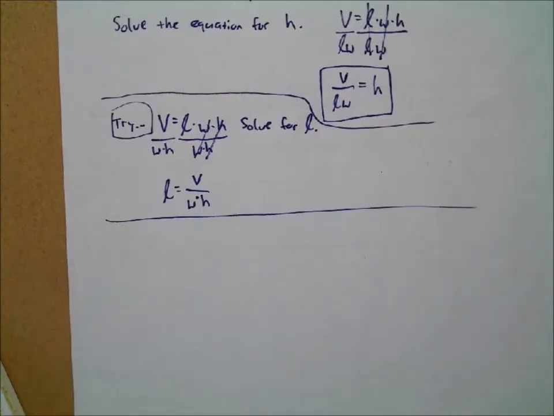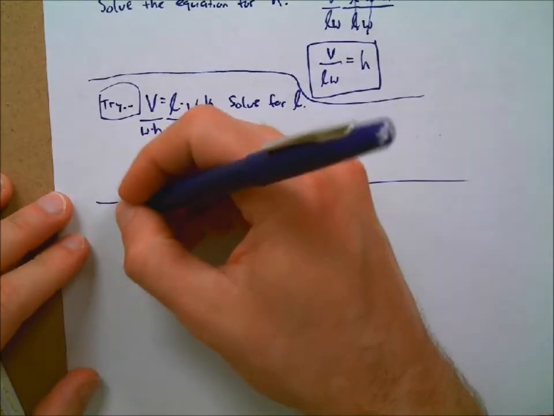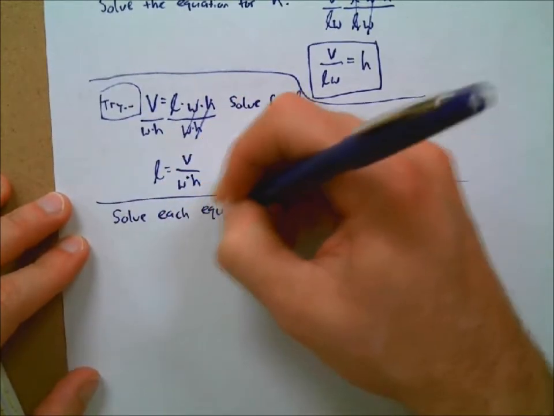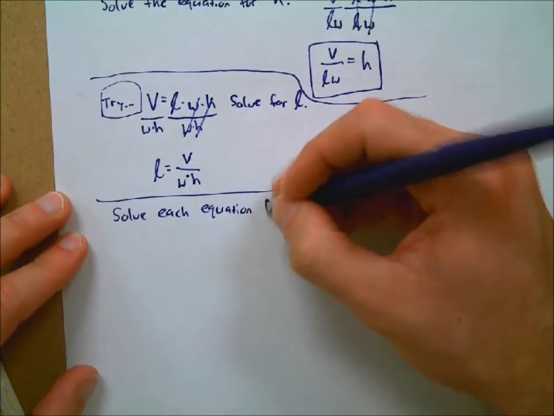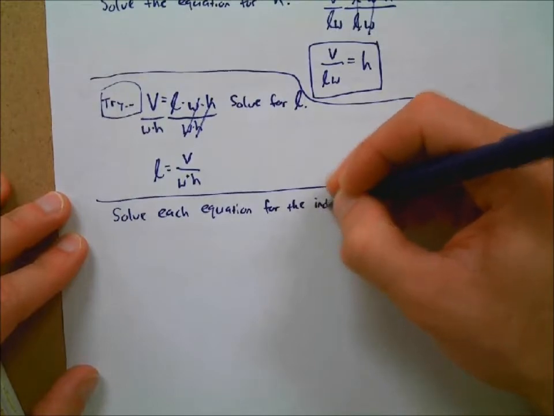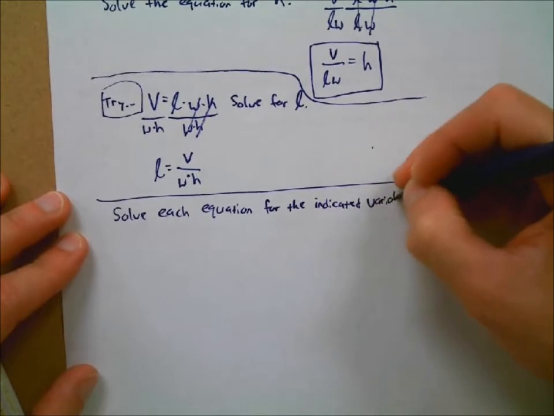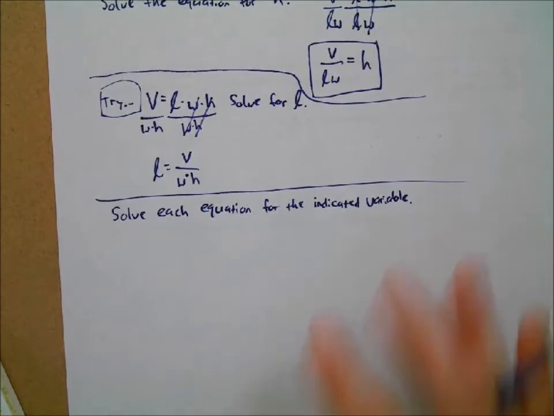Okay, let's try some more. All right, and again, what we're going to do here is solve each equation. These will be our directions. Solve each equation for the indicated variable. So all these equations are going to have multiple variables, but our problem will show us what variable to solve for. Okay, so let's start with one.